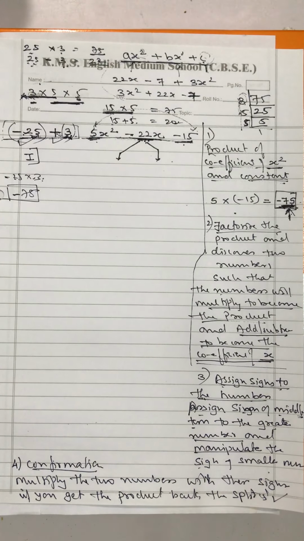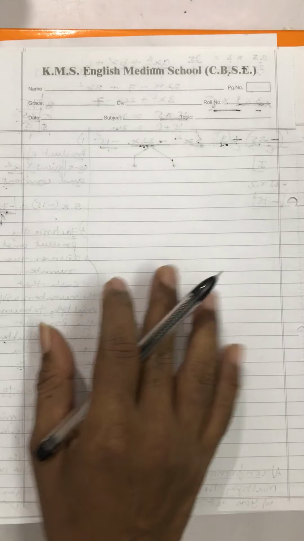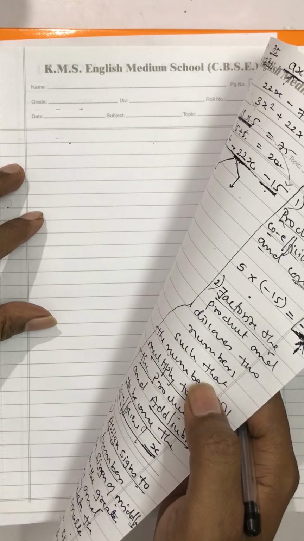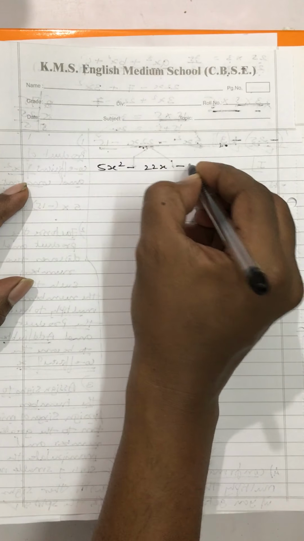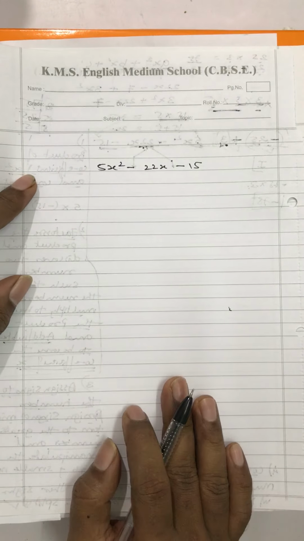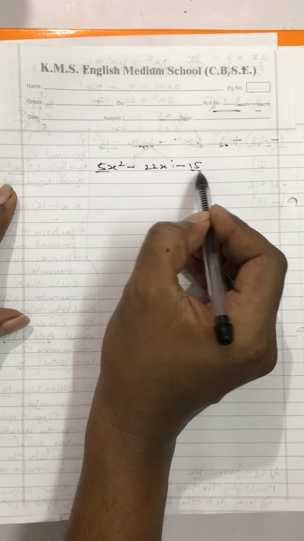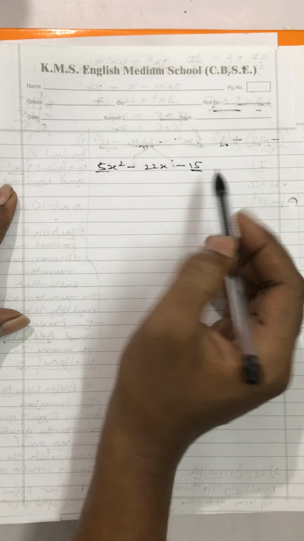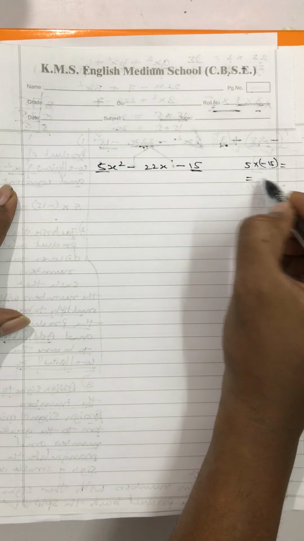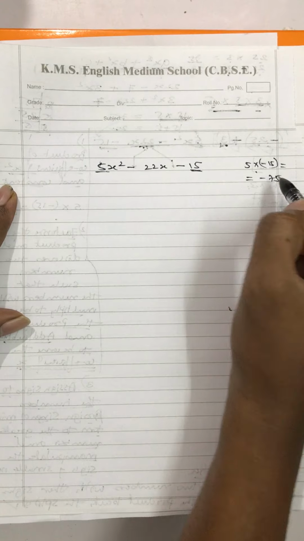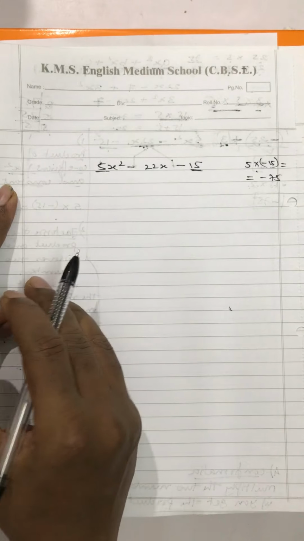Are you getting, my dear student? This is very important. Try to understand. I am doing it again. See, what was the question? The question was 5x square minus 22x minus 15. I have to discover the split, and to discover the split, first thing I will do is multiply this number with this number. I should get the product. When I multiply 5 into minus 15, I get what? Minus 75. And here you have to come back. Minus 75.